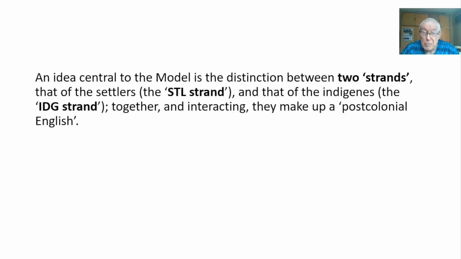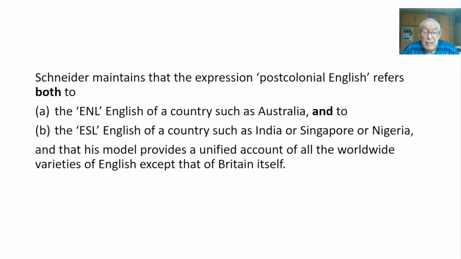An idea central to the model is the distinction between two strands, that of the settlers, the SDL strand, and that of the indigenes, the IDG strand. Together and interacting, they make up a post-colonial English. Schneider maintains that the expression post-colonial English refers both to the ENL English of a country such as Australia and to the ESL English of a country such as India or Singapore or Nigeria, and that his model provides a unified account of all the worldwide varieties of English except that of Britain itself.